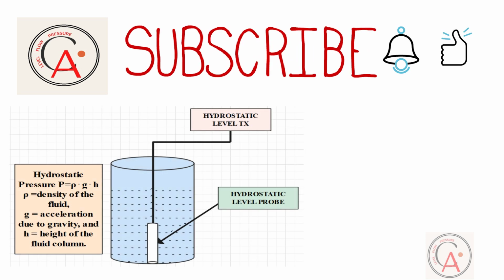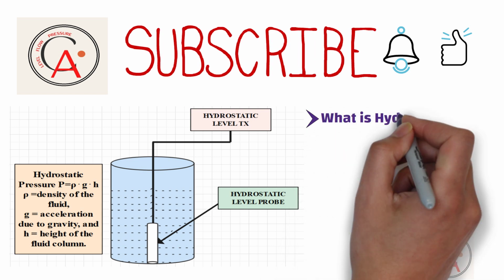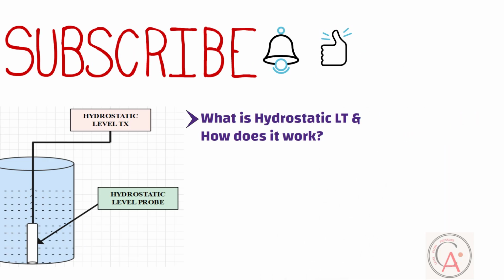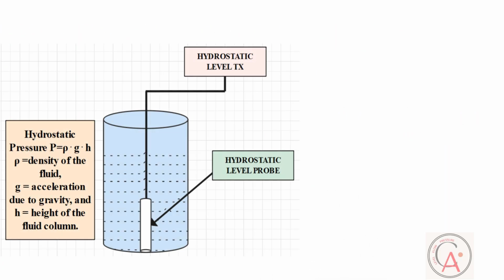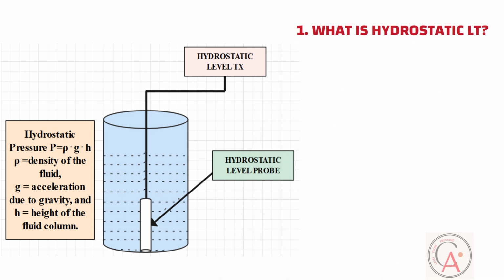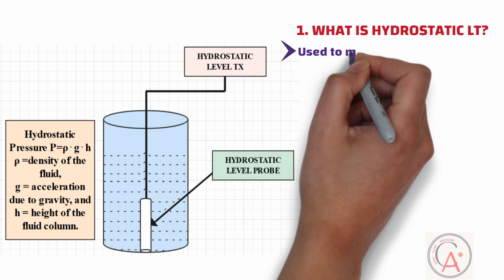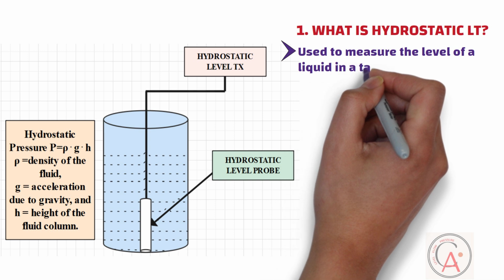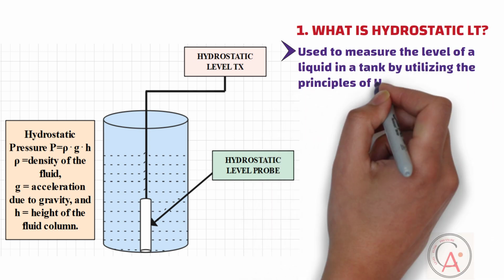In today's video, I'm going to show what is a hydrostatic level transmitter, and how does it work. First of all, let's learn what is a hydrostatic level transmitter. A hydrostatic level transmitter is a device used to measure the level of a liquid in a container or tank by utilizing the principles of hydrostatic pressure.